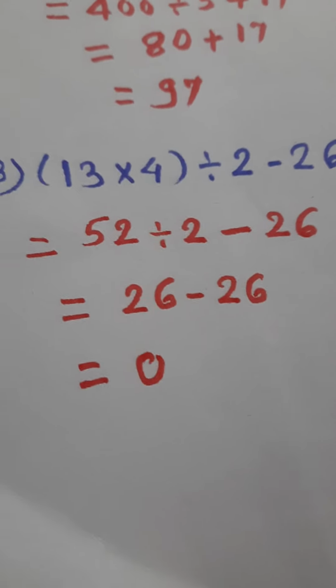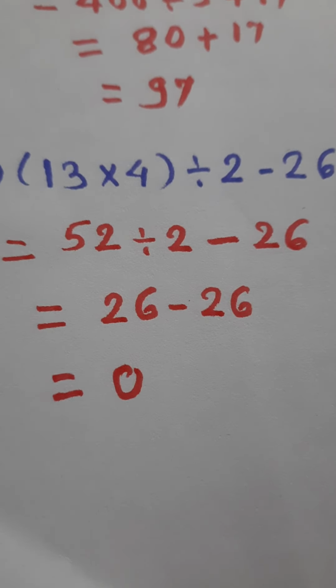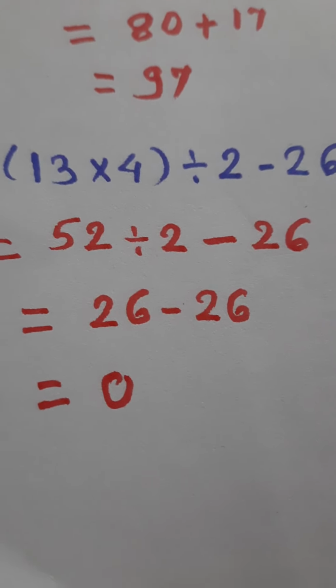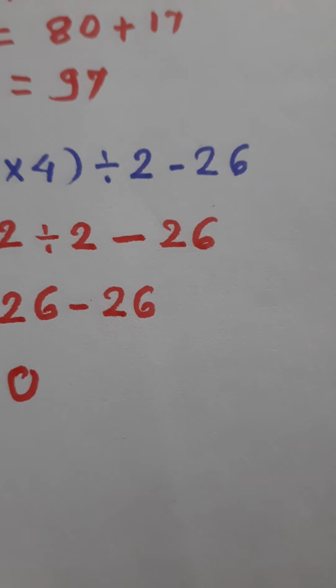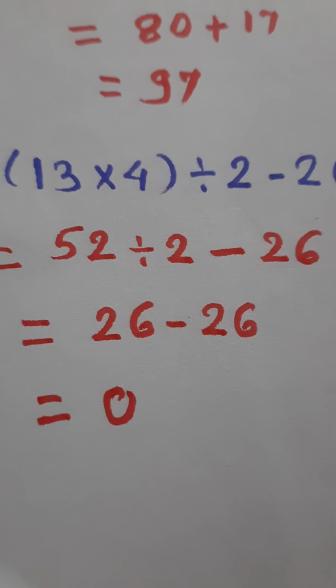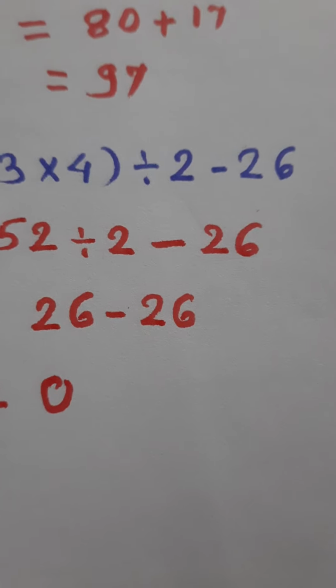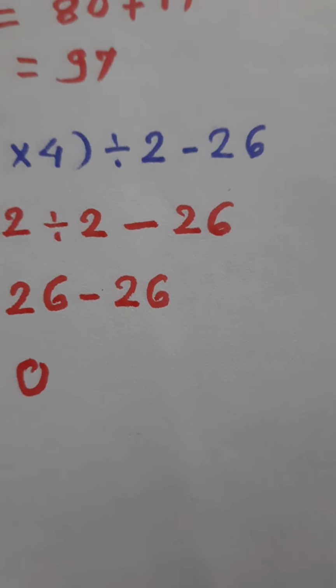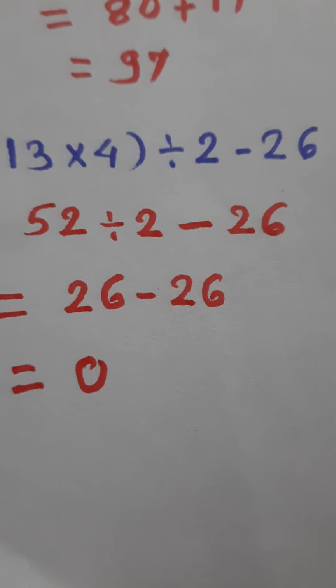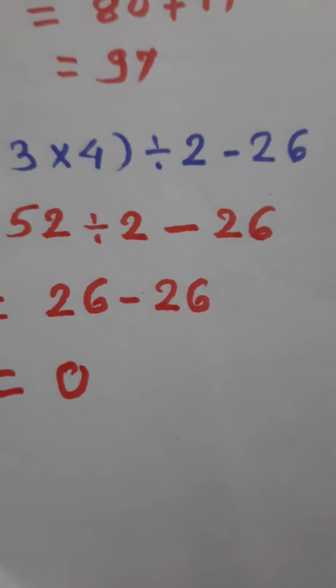Like this we have to solve. Here see this, 13 into 4 divided by 2 minus 26. We have solved this bracket first, then division, and then subtraction. 26 minus 26, 0. Okay.